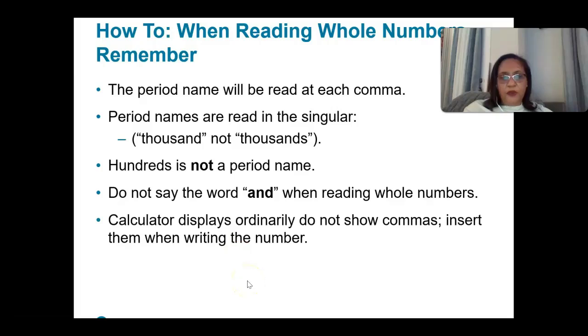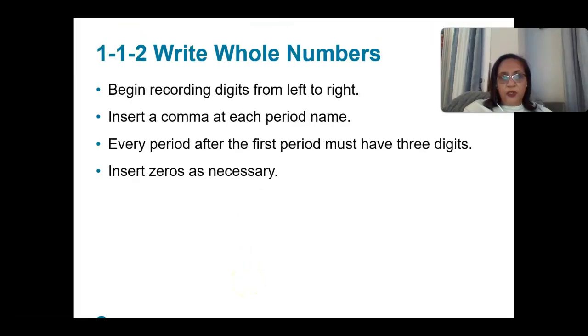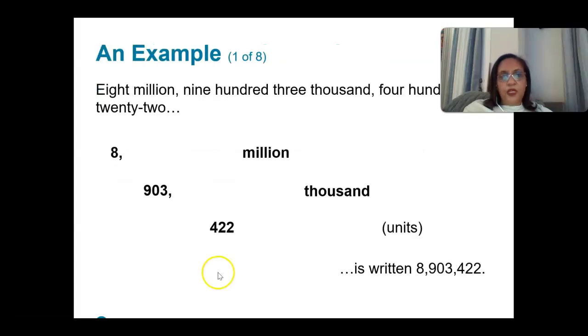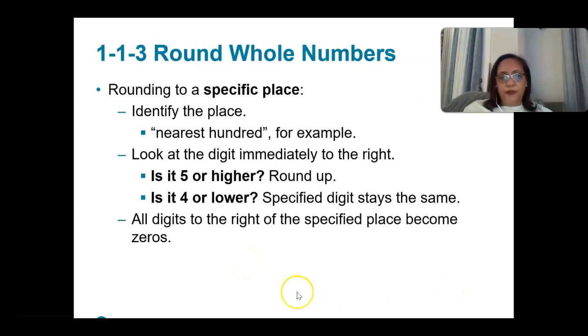We're reading whole numbers. Writing whole numbers. Begin recording digits from left to right. Insert a comma. So every 3, there will be a comma. Okay. And then you have 8,903,422. Okay. And that's how you write it down below.